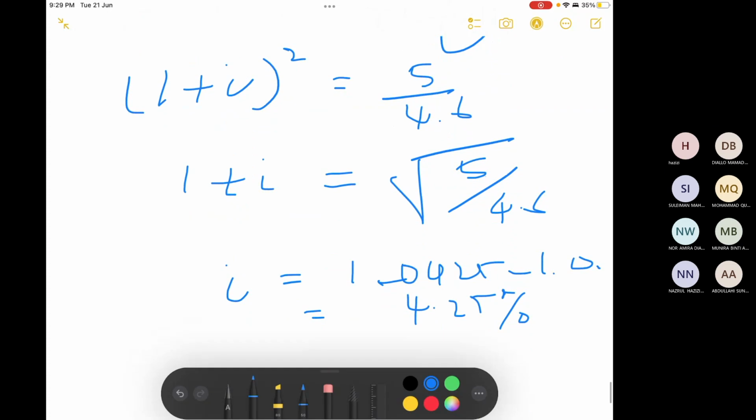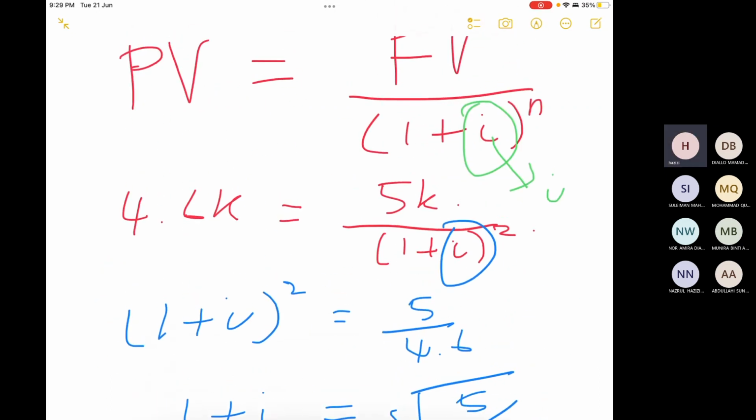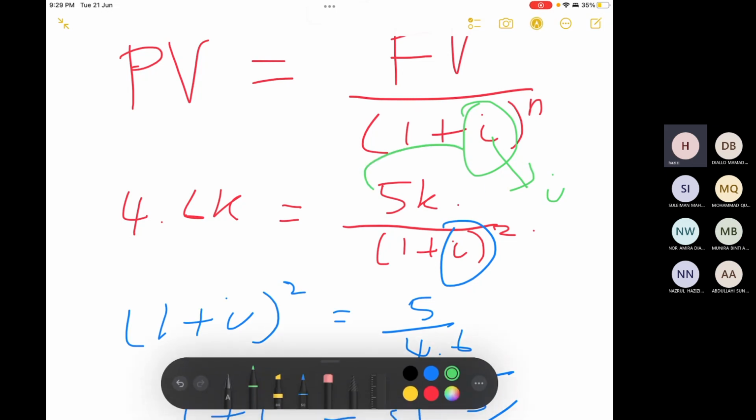Okay, so what is that 4.25%? It is the profit percentage that is going to be enjoyed by Bailo, because he agreed to wait for the next 2 years in order to receive a larger amount, which is 5K. So that's the difference. The 0.4K is actually the return or the compensation for Bailo, because he is willing to wait for the next 2 years.